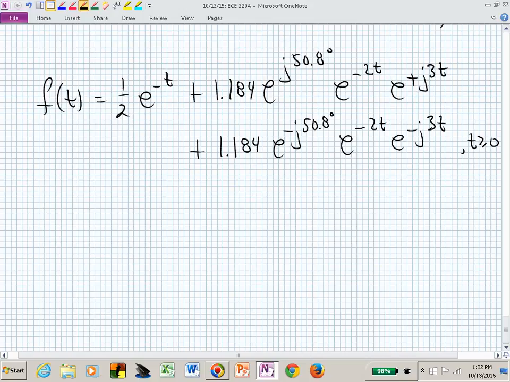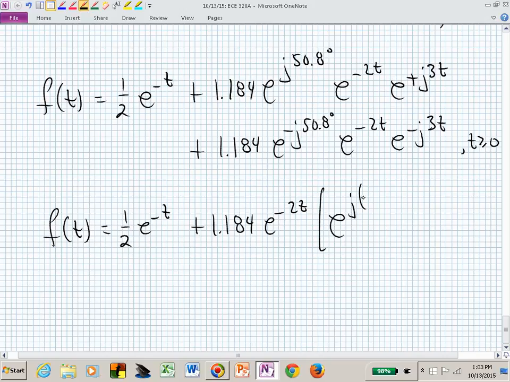So now we can say f of t is 1/2 e to the minus t plus 1.184 e to the j 50.8 degrees, e to the minus 2t, e to the plus j 3t, and plus 1.184 e to the minus j 50.8 degrees, e to the minus 2t, e to the minus j 3t. And again, that's t greater than or equal to 0. Now we're getting a little closer, still not there yet. We now have 1.184 e to the minus 2t. Those are all common in those last two pieces. And now let me collect what's remaining. I have e to the j (3t plus 50.8 degrees) plus e to the minus j (3t plus 50.8 degrees).